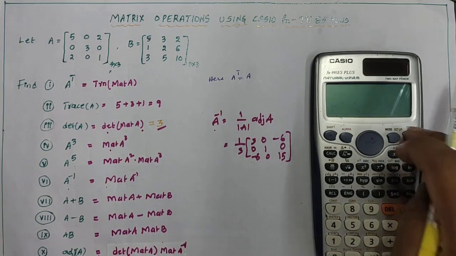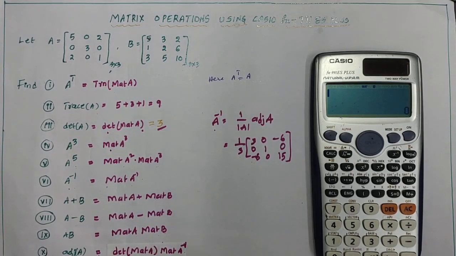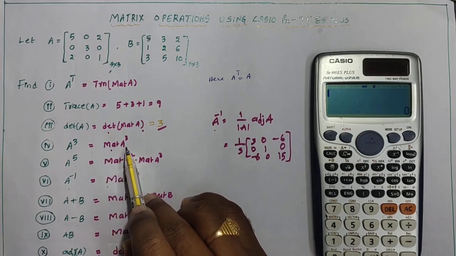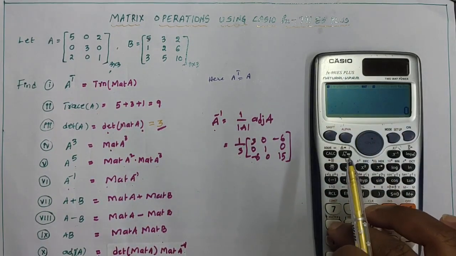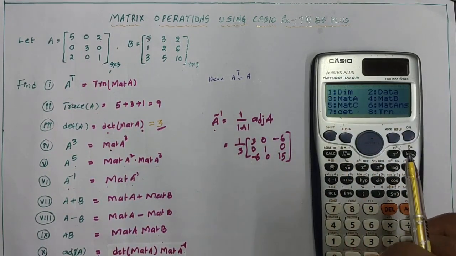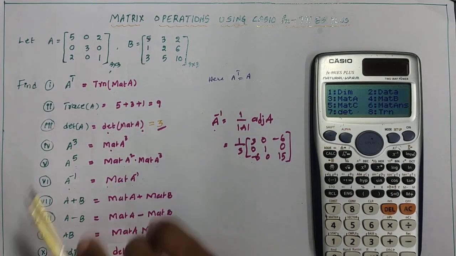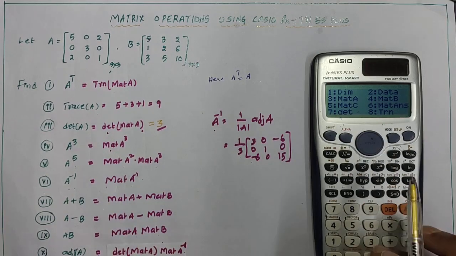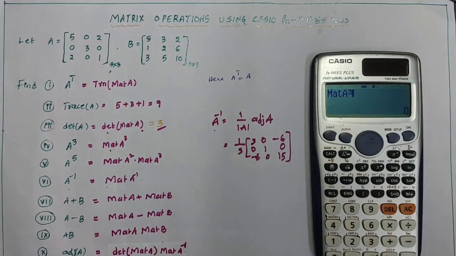Now I am pressing the On button. Now I want to find A cube. The syntax for A cube is Mat A cube. So I am pressing Shift and button 4, that means I am going to the matrix operation mode. What we want here is A cube, that means Mat A cube. Here we have the x cube symbol, Shift x cube. If you want x square, just press the x square. I mean Mat A square, then press the x square. Mat A cube equal to.